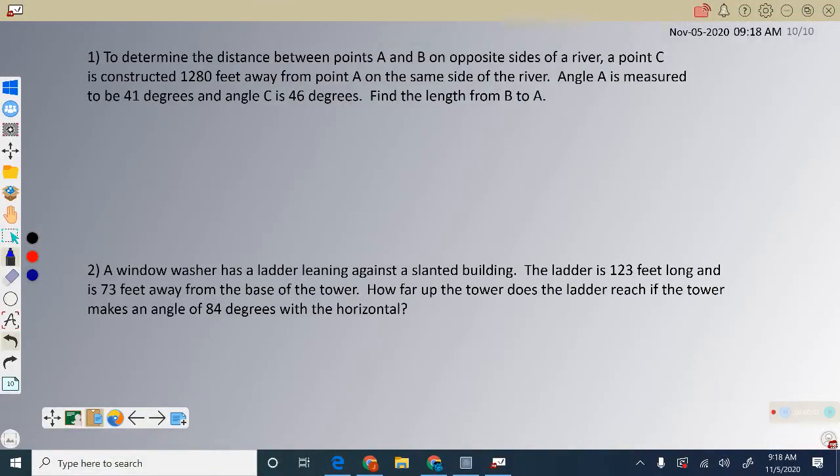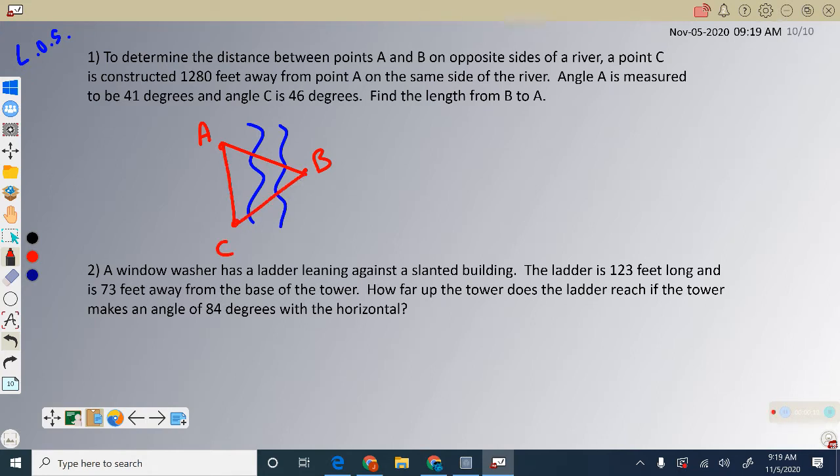Taking a look at some word problems here with the law of sines, and let's just get right to it. The distance between 2 points on opposite sides of a river. So there's my terrible river. Here's point A and point B. To find the distance between them, they create another point C down here.